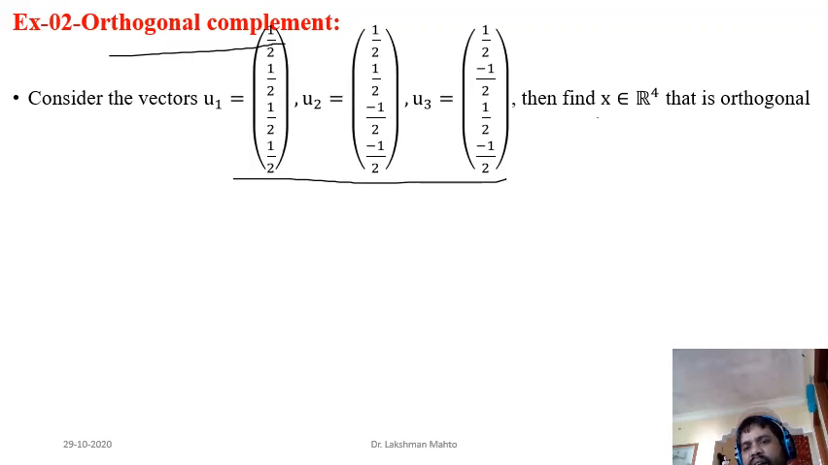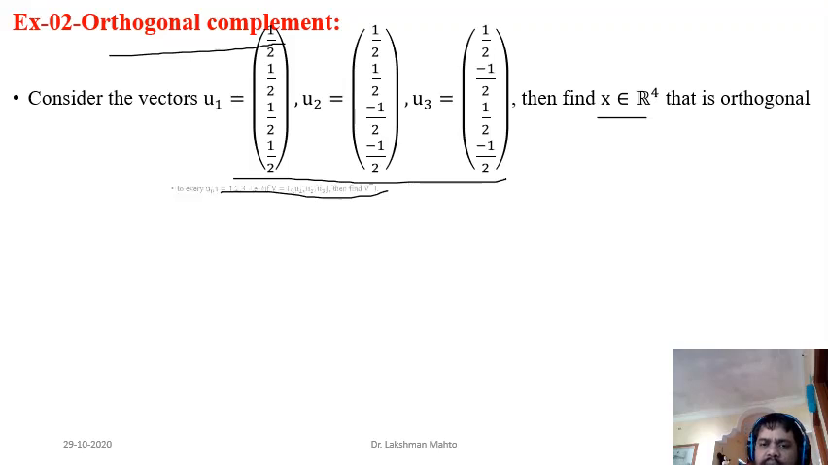Now we have to find a vector from R4, that means we have to find a four-dimensional vector, which is orthogonal to all these three. It is just a little bit reverse of the last question. In the last question, we had one vector, and with respect to that, we were willing to find every other vector which are orthogonal to that single vector. Here, it is reverse in the sense that we are having three vectors, and we have to find a vector from R4 which is orthogonal to all these given three vectors. So that is the scenario here.